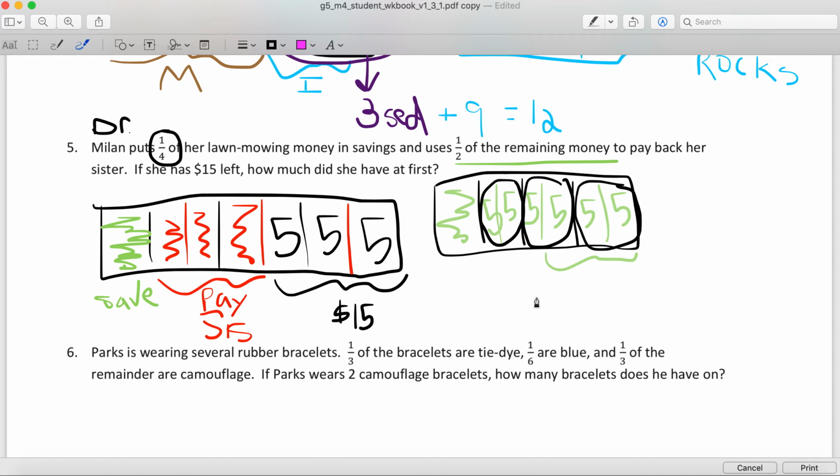Then it says how much did she have at first? So that means I want the entire whole. Well, if this part is 10, how did I get 10? 5 plus 5. This part is 10. This part is 10. That means that this part here has to be 10. And so how much money did I start with? I started with $40.